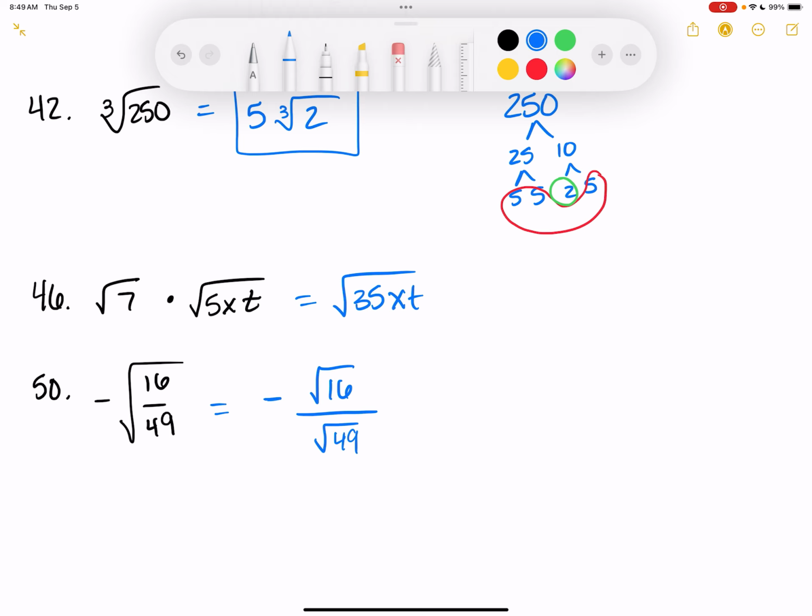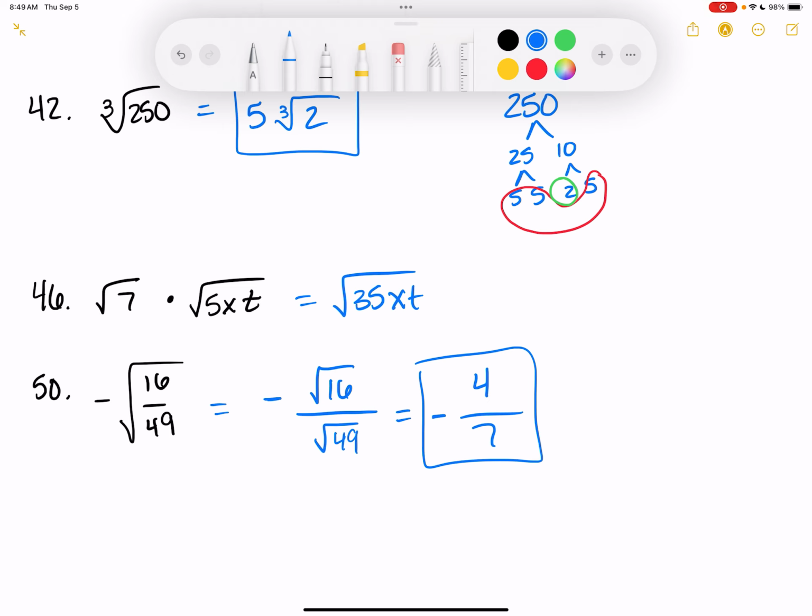Now, you do not have to rewrite it. If you just see what this is going to be equal to, that's fine. But if not, then obviously we need to split them up. So what is the square root of 16? 4. And I'm not going to forget that negative. I'm going to throw it out there now. What's the square root of 49? 7. So my answer is negative 4 over 7 for that one.